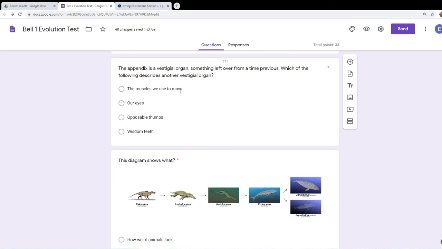Next, the appendix is a vestigial organ, something left over from a time previous. Which of the following describes another vestigial organ? This was in one of our labs. It's leftover. It's not something that we use anymore. Is it the muscles that we use to move? Is it our eyes? Is it the fact that we have opposable thumbs? Or is it our wisdom teeth? Which one of these four do we not use?